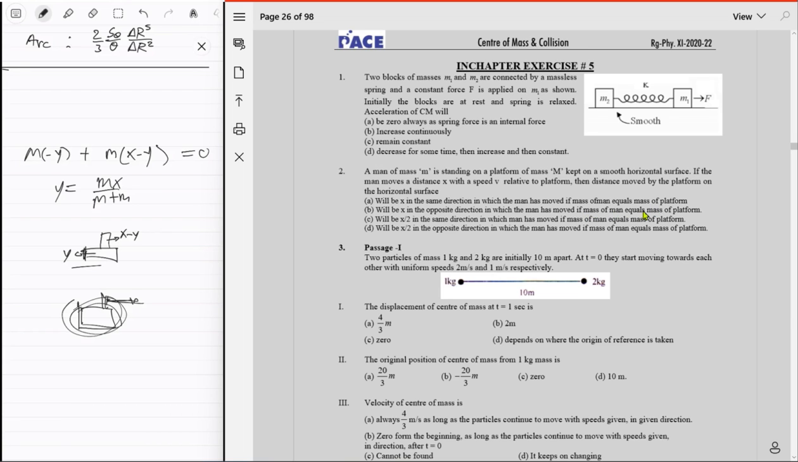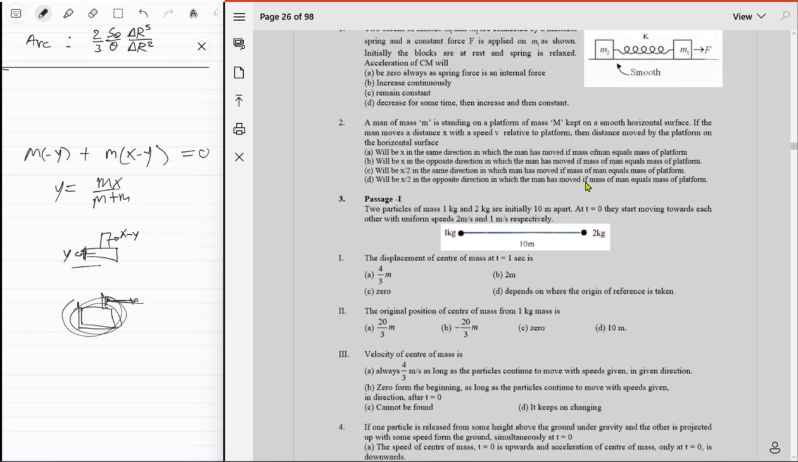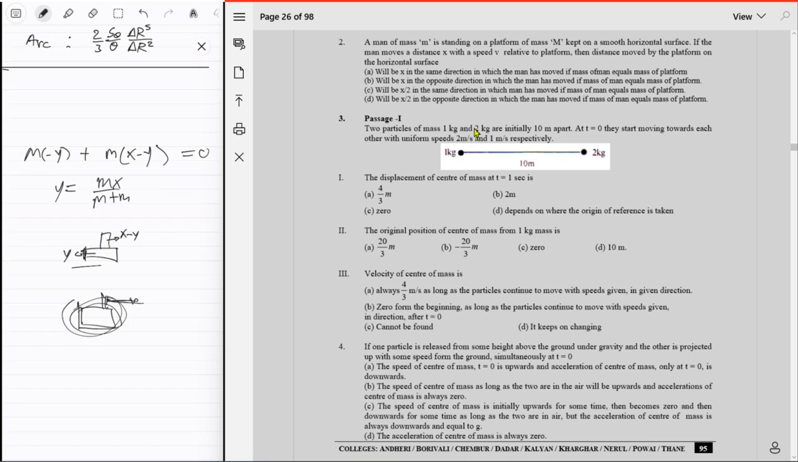If the mass of man equals the mass of the platform, then it's just X upon 2. So it's X upon 2 in the opposite direction in which the man has moved. So yeah, B. Did I just say man of mass? Sorry, it should be mass of man. Okay, so that's right. Next.